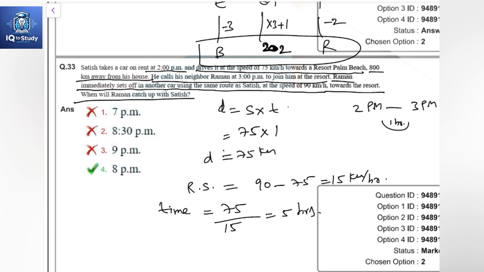We have to determine the time Raman catches up. He starts at 3 pm and it takes 5 hours to catch up. So time is equal to 3 pm plus 5 hours, which is equal to 8 pm. So option number 4 is correct.